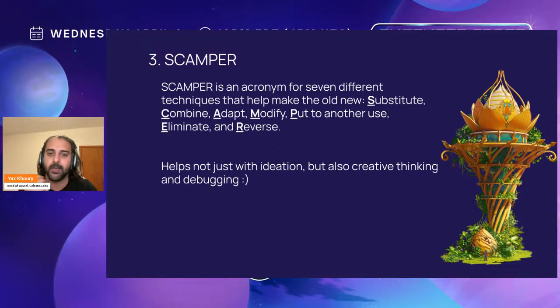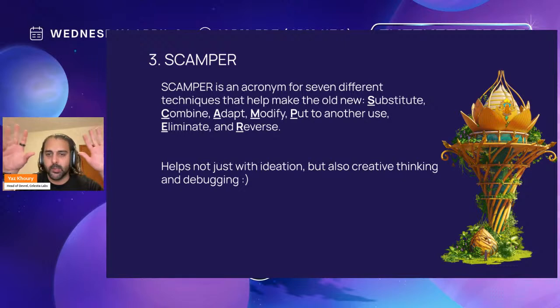If you're stuck on something, SCAMPER can be a really good way to debug, where you test all your assumptions. You try to find everything that could have gone wrong in a brainstorming or debugging process, and you can use the SCAMPER method to help you debug something. Now, SCAMPER stands for substitute, combine, adapt, modify, put to another use, eliminate, and reverse.